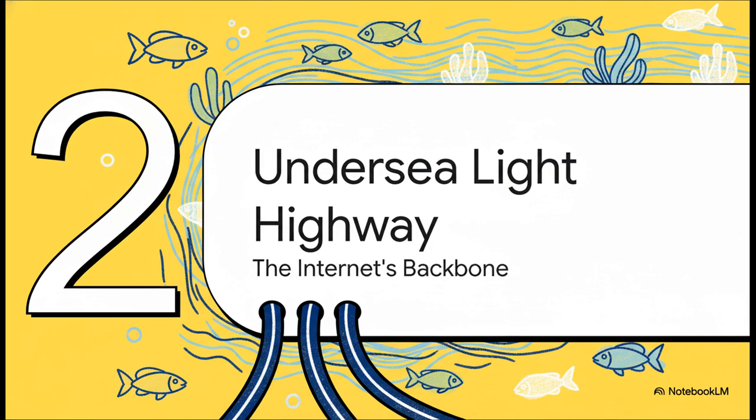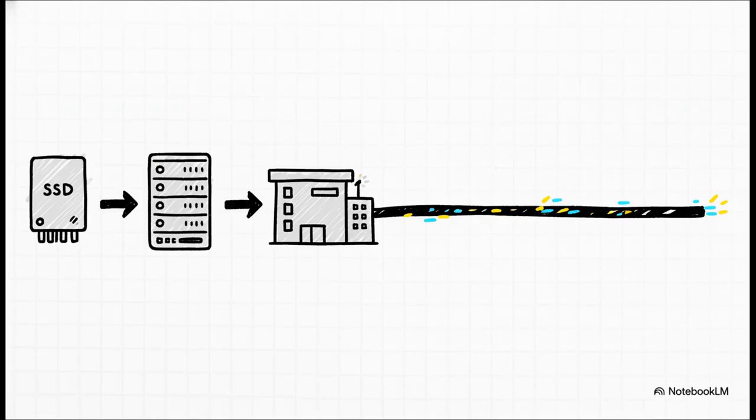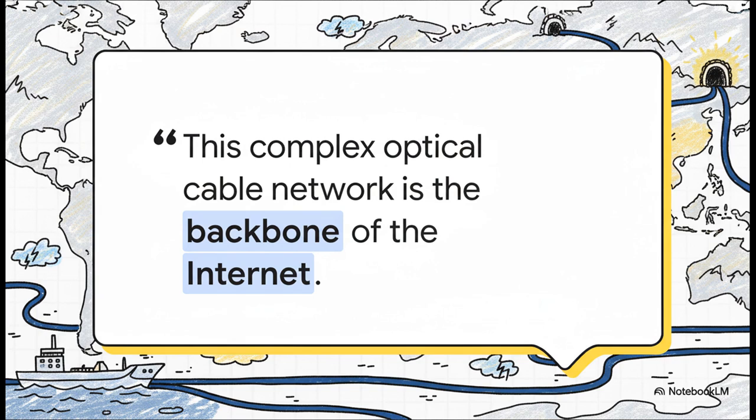See, the internet isn't floating around in some magical cloud. Nope, it's a massive physical thing, a network of cables running right under our feet and stretched across the deepest ocean floors. So this very explainer you're watching started its life on a little solid-state drive, tucked inside a super powerful computer we call a server. That server lives in a gigantic data center. And from there, the video was turned into tiny pulses of light and literally shot through this huge global web of fiber-optic cables. Yeah, these cables are the absolute backbone of the internet.